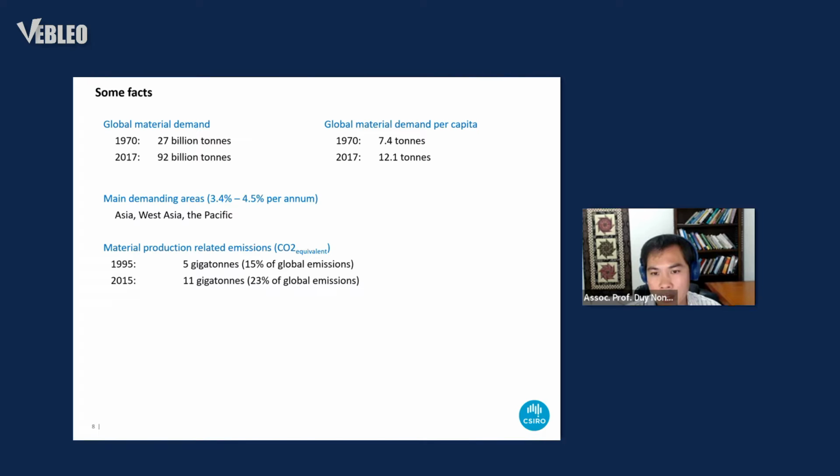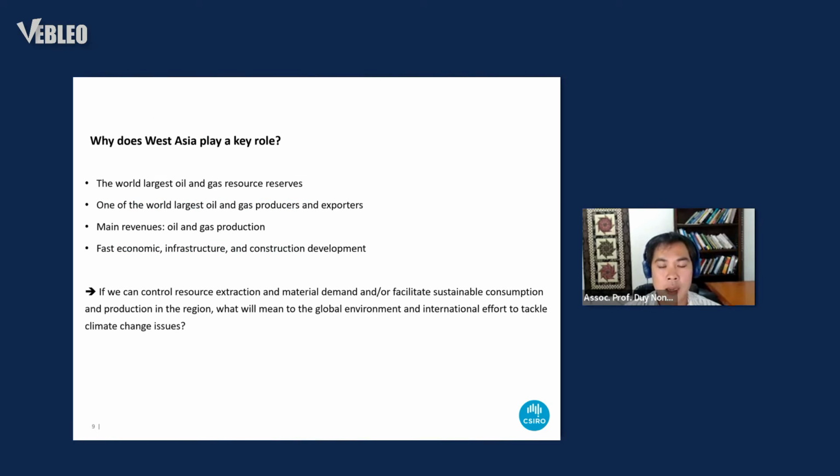We can observe the emissions related to material in just 20 years, from 1995 to 2015. In 1995, it only accounted for 15% of global emissions, but it increased to about 23% of global emissions in 2015. And in this study, we focus on West Asia.